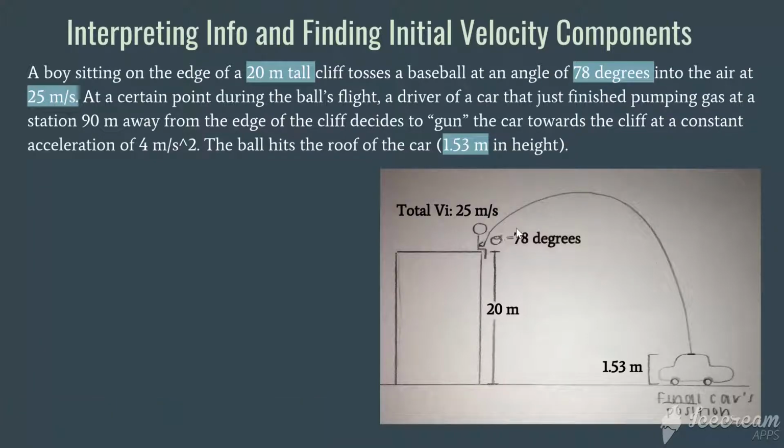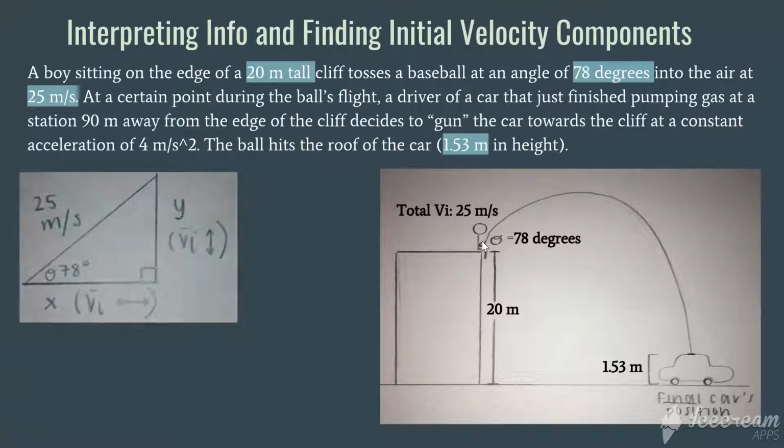Knowing the speed at which the boy initially threw the ball, we can simply find both the initial vertical and initial horizontal velocities of the ball at this moment by creating a right triangle. So here I've made a triangle with 25 meters per second as the hypotenuse and 78 degrees as the angle. And now I can break up the legs of the triangle to stand for the vertical, also known as y, and horizontal, also known as x, components of the velocity vector.